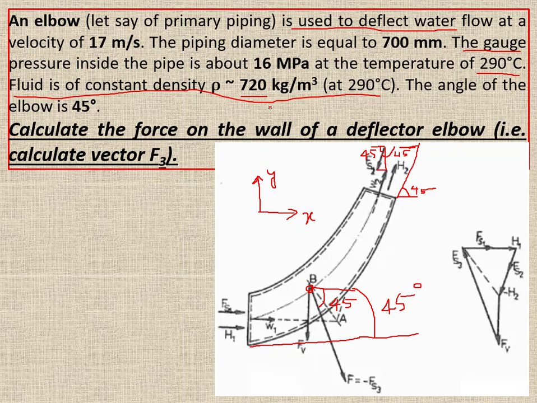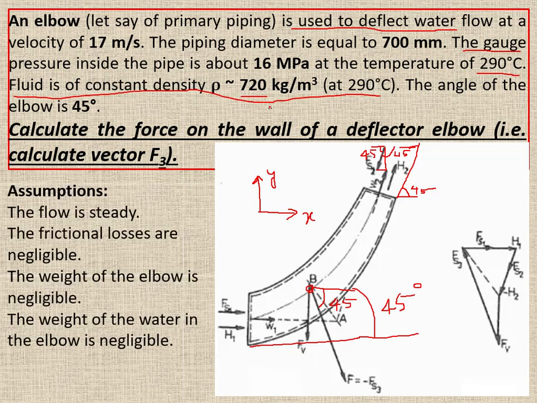Prior to solving this problem, we need to make some assumptions. What are the assumptions we will make? The flow is steady. With respect to time, the flow is not changing, that means the velocity is constant. The frictional loss is negligible, the loss through the pipe is negligible. The weight of the elbow is negligible.